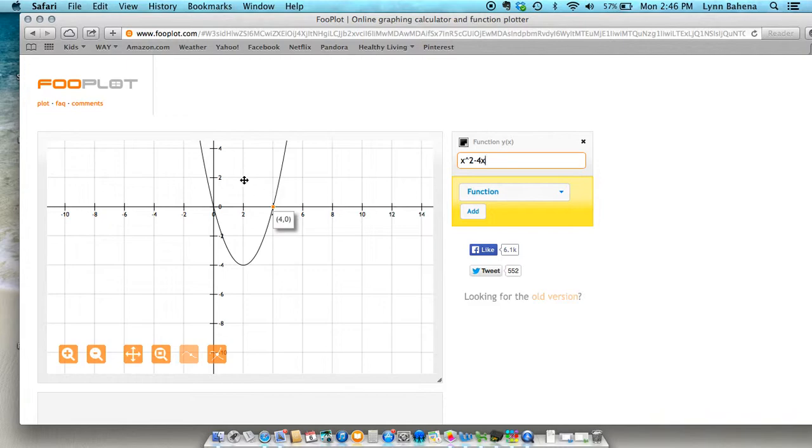So again, to trace that along, I just start at any point. I click this button first, then I go to any part of the graph and I hold down my mouse and I drag it along. So we know that point's important, this point, and this point.